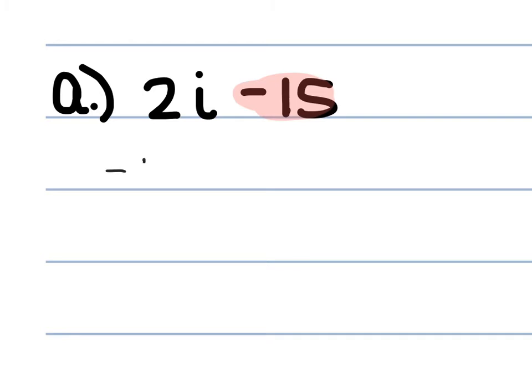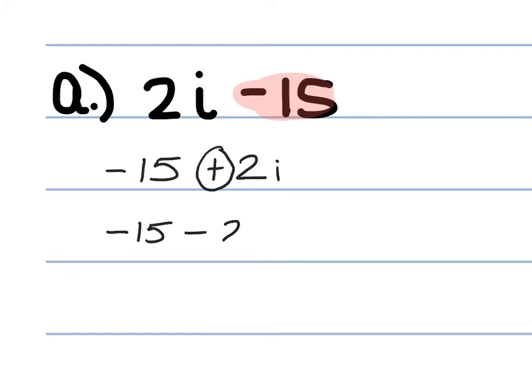Again, you will make big mistakes unless you rewrite this. So it's negative 15 plus 2i. Now, to find the conjugate, you're going to do the exact same thing you've always done. You're going to be like, seriously, that's it? Yes, this is it. To find the conjugate, all you need to do is make sure the real number is written first, and then we are going to change this from a plus to a minus, or from a minus to a plus. In which case, this is going to be negative 15 minus 2i.